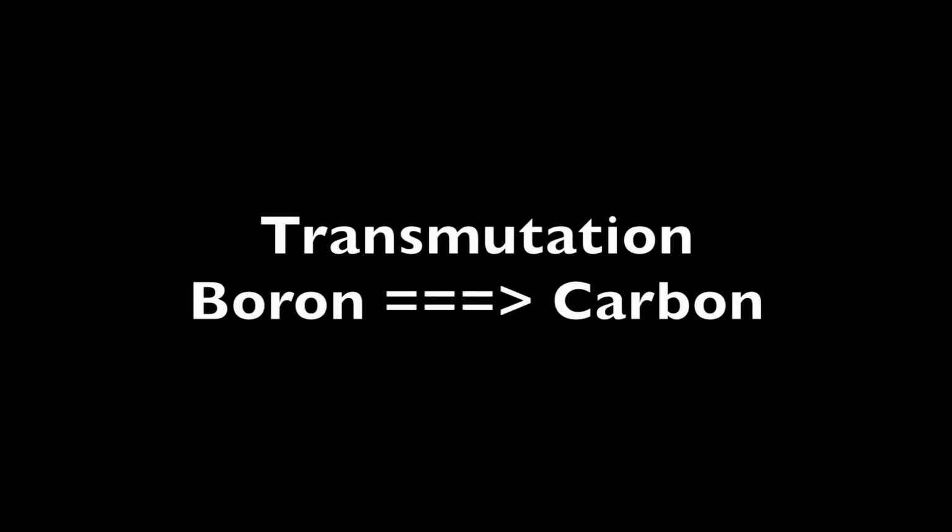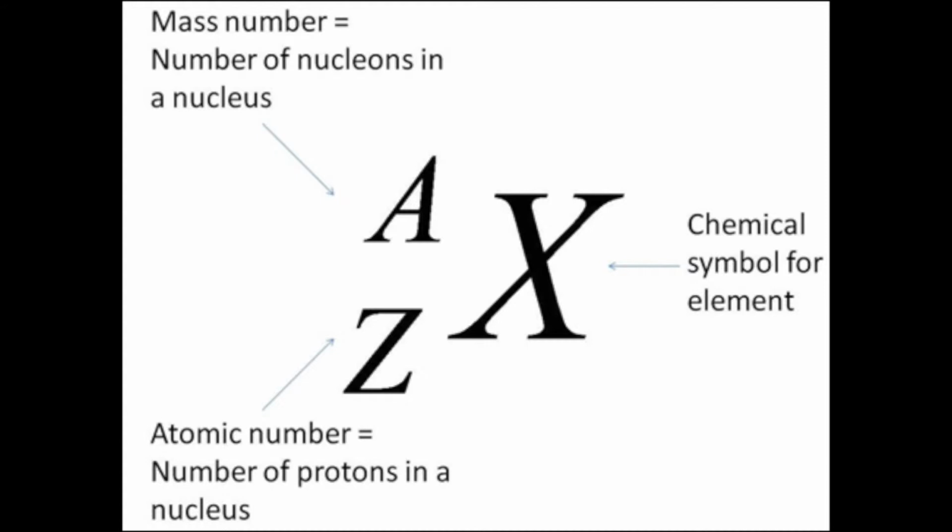Transmutation is the process of changing one element into another. This occurs through the decay of that element. Later in this chapter, various forms of decay of elements will be explained. In isotopic notation, X represents the chemical symbol, while A represents the number of nucleons in a nucleus, and Z represents the number of protons in a nucleus.